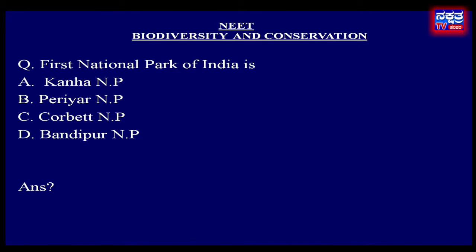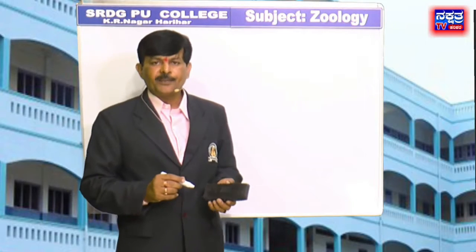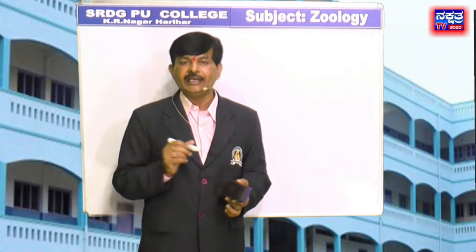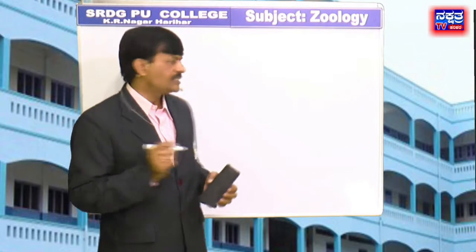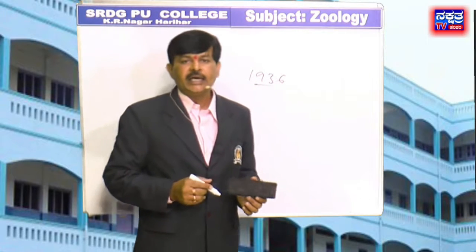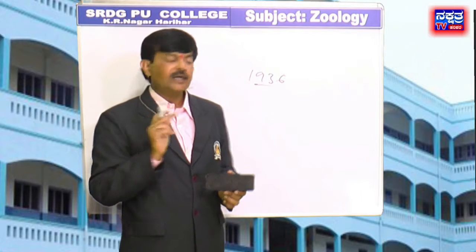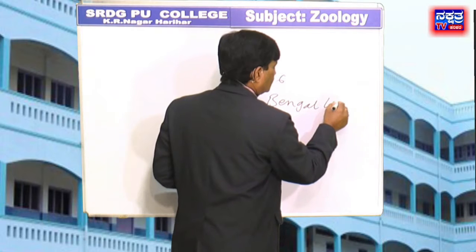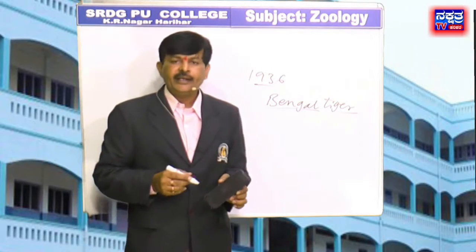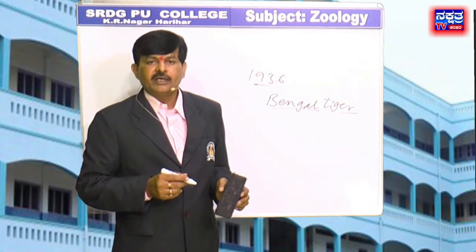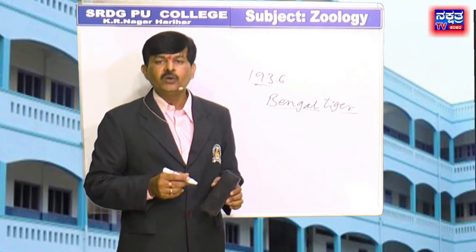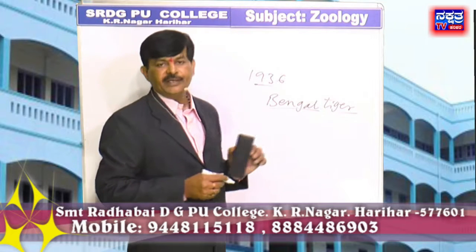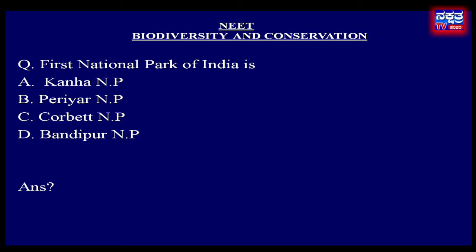Move to next question. First national park of India is option A, Kanha National Park, B, Periyar National Park, C, Corbett National Park, D, Bandipur National Park. Jim Corbett National Park is the oldest national park in India, and it was established in 1936 as Hailey National Park to protect the endangered Bengal tiger. It is located in Nainital district of Uttarakhand and was named after Jim Corbett, who played a key role in its establishment. Therefore, in the given option C, Corbett National Park is the right answer.